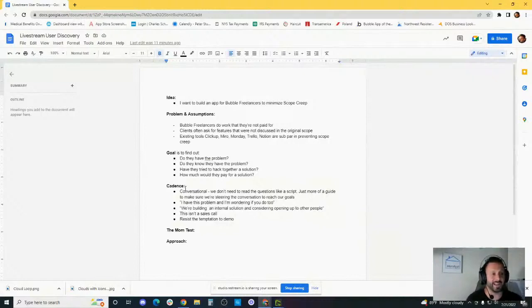One way to approach it is, I have this problem. If you're coming in from a space where you have this problem, then you relate to it and you have a deep connection to it. So you can say, I have this problem and I'm wondering if you do also, right? Starting with that tends to disarm people. They don't feel like they're being sold to. They don't feel like they're being bored by a demo. You're just on the same level, right?